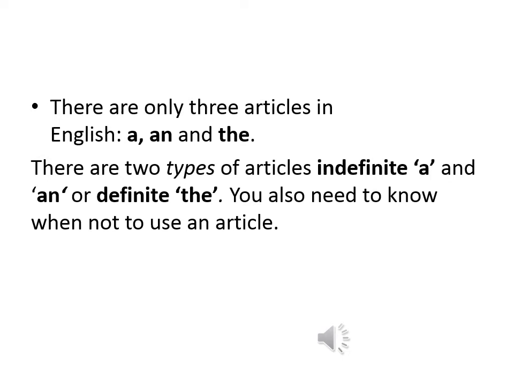Alright. When it comes to articles, there are three types of articles, which are a, an, and then the. And also at the same time, these three types of articles differ into two categories, that is indefinite and definite. So when it comes to indefinite, it goes as a. But whereas when it comes to definite, it goes as an and then the.